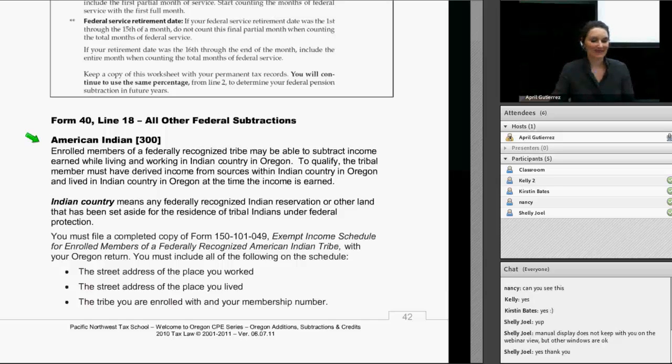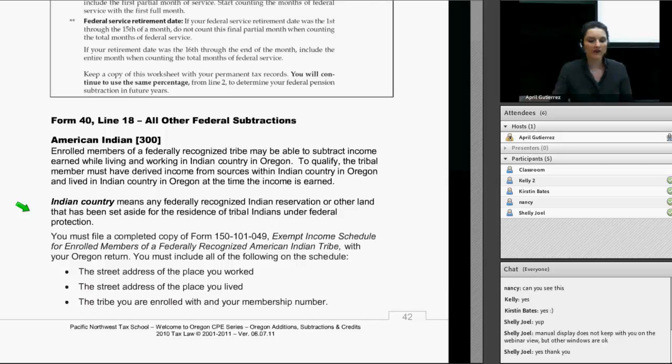Okay. American Indian. Enrolled members of a federally recognized tribe may be able to subtract income earned while living and working in Indian country in Oregon. To qualify, the tribal member must have derived income from sources within Indian country in Oregon and lived in Indian country in Oregon at the time the income is earned. Indian country means any federally recognized Indian reservation or other land that has been set aside for the residence of tribal Indians under federal protection.